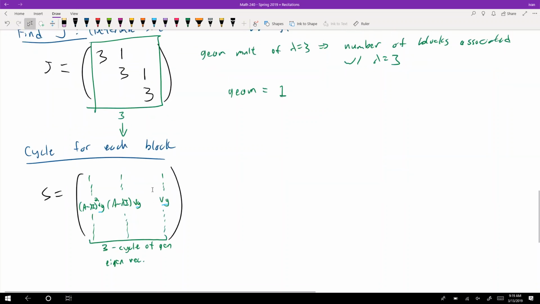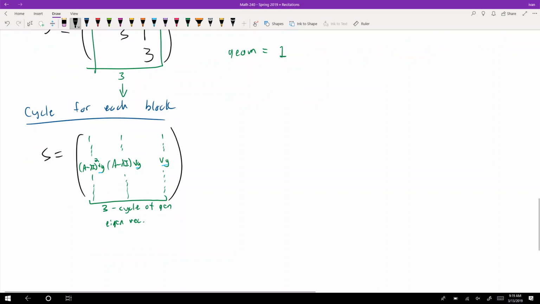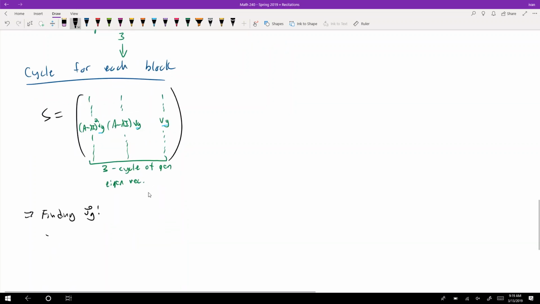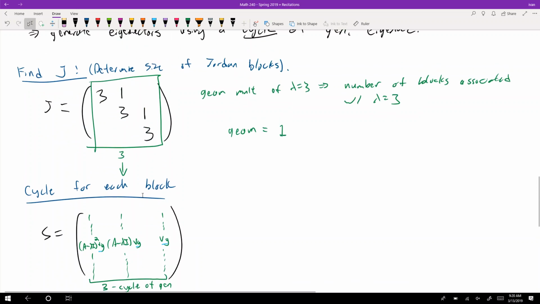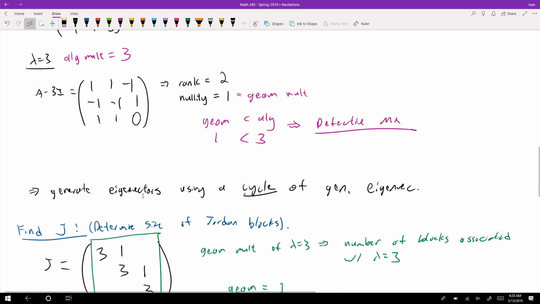Now that we've introduced all this notation, how do I find VG? Finding VG goes the following way. You want to raise A minus lambda I to the power of the size of the block. What do I mean by that? Well, the block is a 3 by 3 block, so I need to raise A minus 3I to the third power.